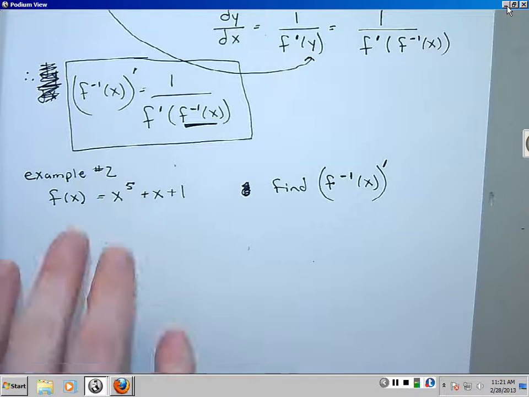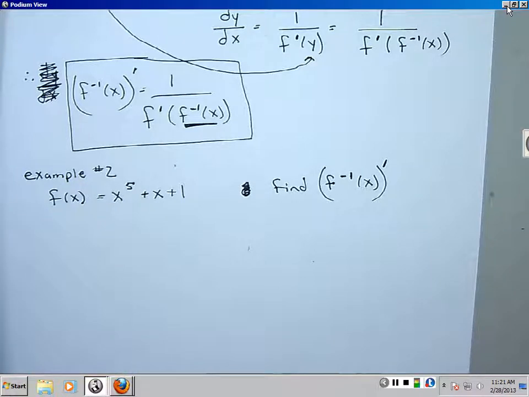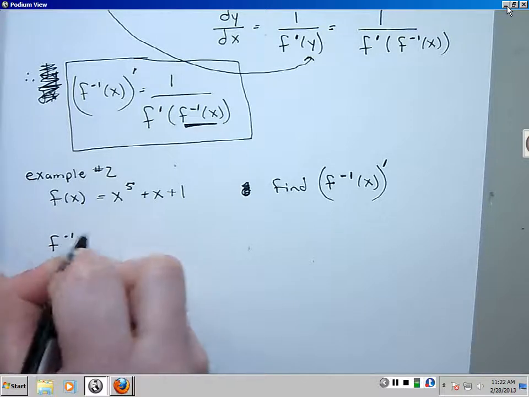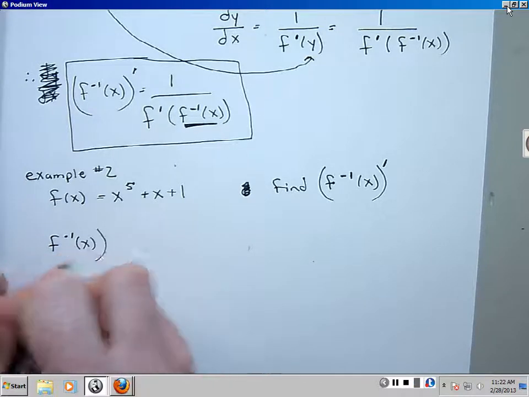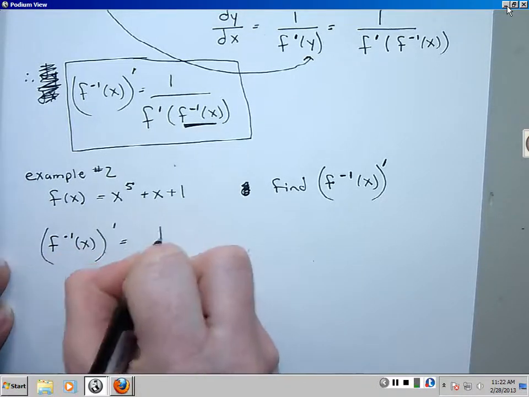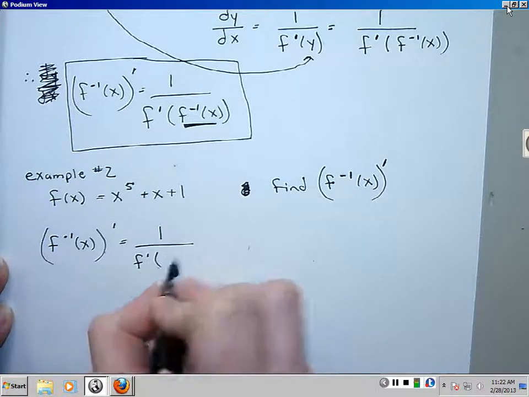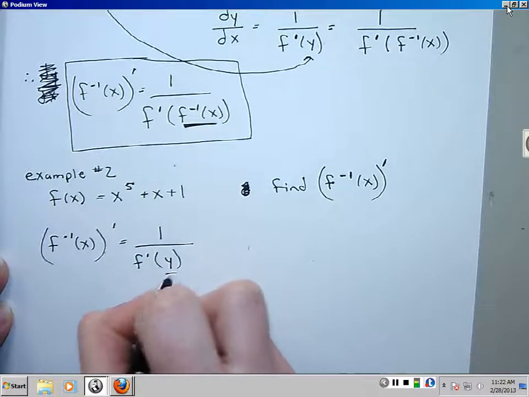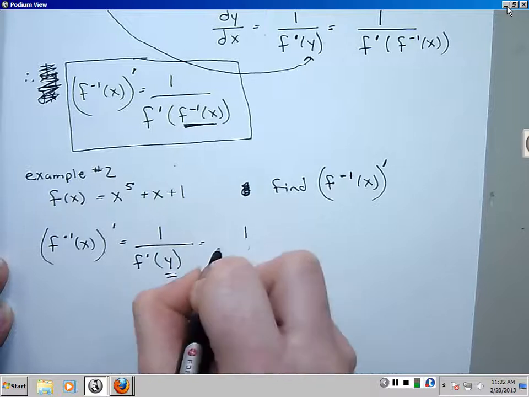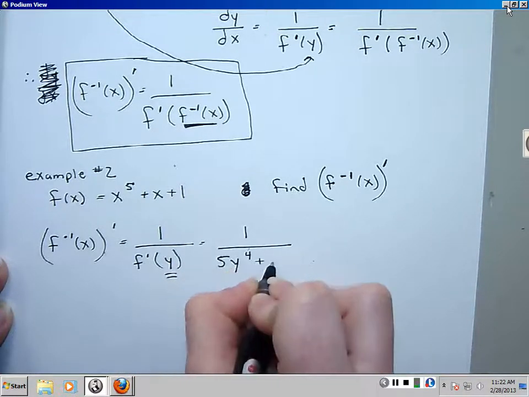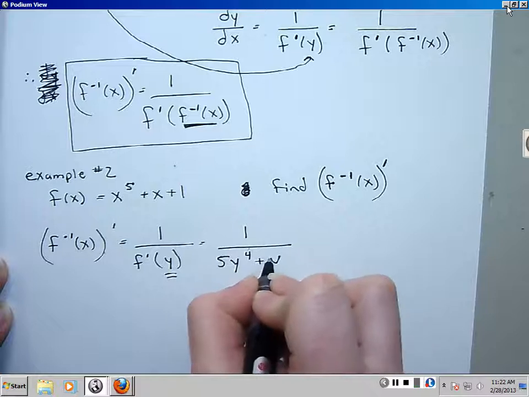And so naming it x and naming it y can be kind of confusing. So the formula here for f inverse of x prime is going to be 1 over the derivative of the function evaluated at the inverse, but I'm going to call that y. So it turns out I have 1 over 5y to the 4th plus 1. Oops.